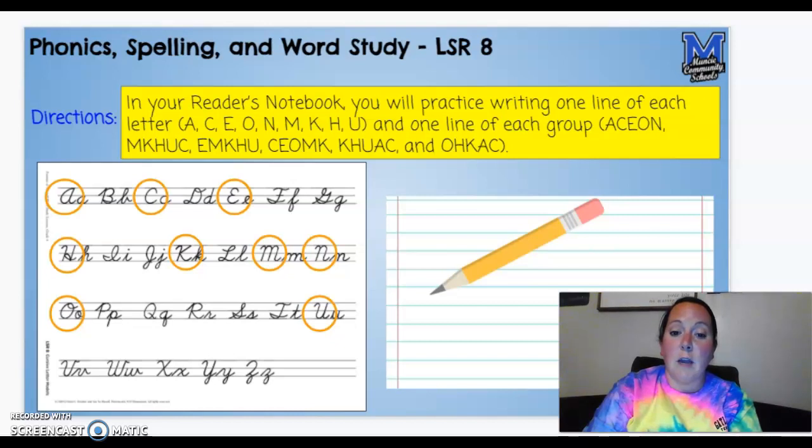Your next row will be uppercase and cursive E, M, K, H, U. Your next row will be uppercase and cursive C, E, O, M, K. Your next row will be uppercase and cursive K, H, U, A, C. And finally, your last row of uppercase and cursive letters will be O, H, K, A, C.